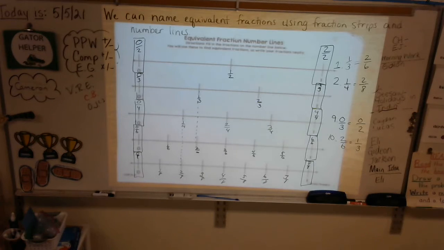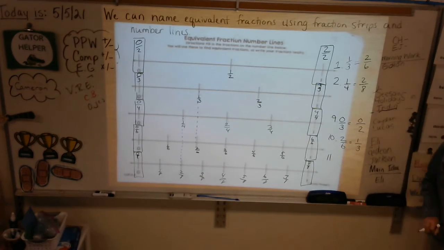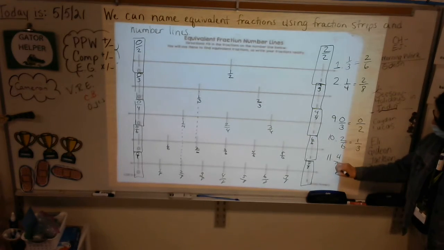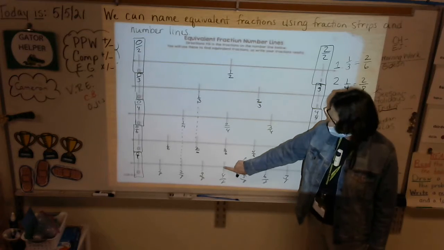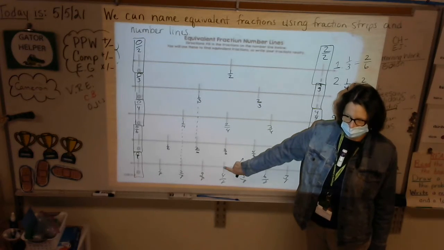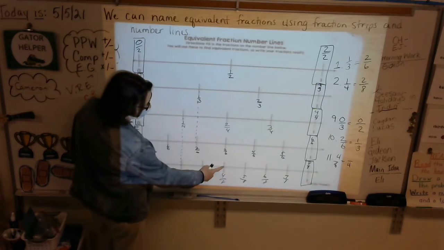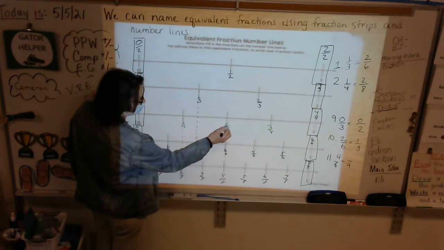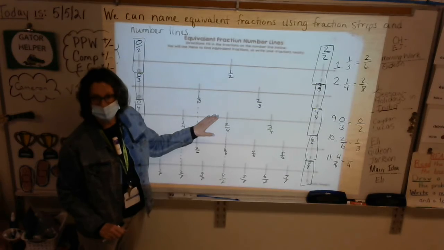All right, are we ready for number 11? Please read it for me. Kalia, read number 11 for me. 4 8ths equals how many 4ths? Equals how many fourths? Well, let's find 4 8ths. So 4 8ths is down here, right? Put your finger on 4 8ths. And we want to figure out how many fourths that is. So travel up. You can draw a dotted line if you want. You're going up to your fourths. Right there it is. 4 8ths is the same or equivalent to 2 fourths.